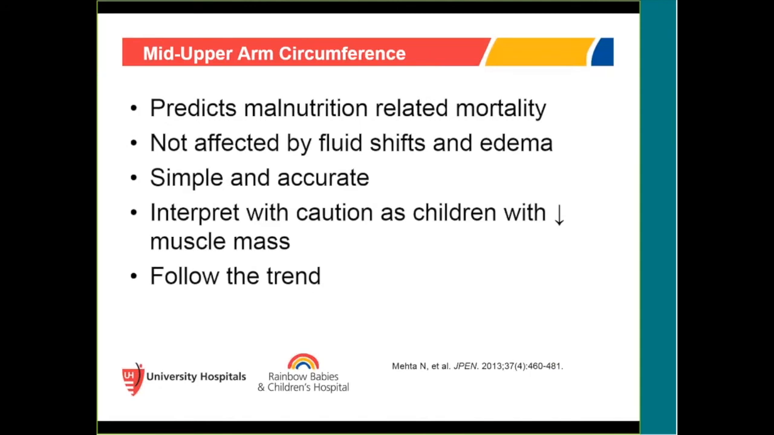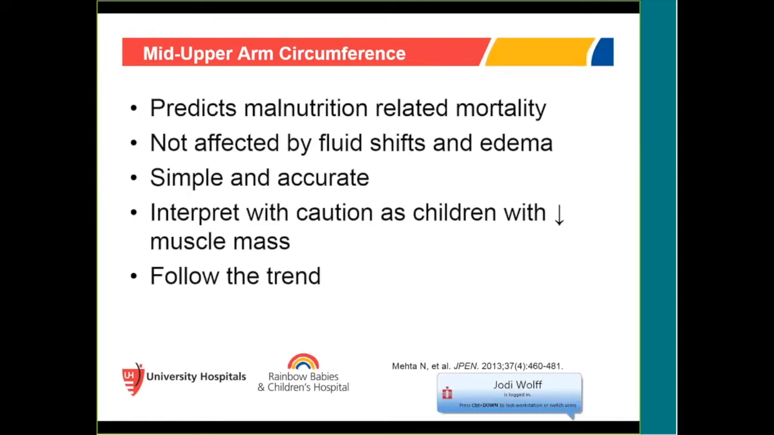Mid-upper arm circumference is something that we started doing in our patients a few years ago. And this was a result of a paper that came out from Dr. Mehta that recommended that all children, whether they're typically developed or not, have a mid-upper arm circumference as a measurement of nutritional status. And this is used to screen for malnutrition in poorly resourced countries. And there are a lot of studies showing that it predicts malnutrition-related mortality.